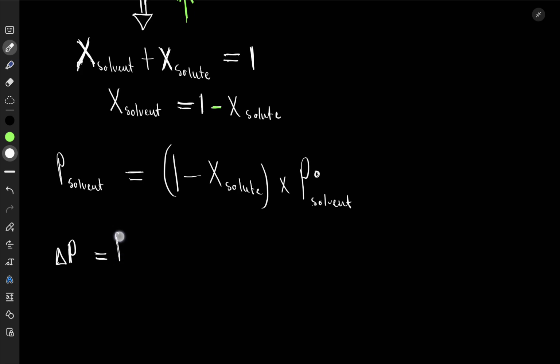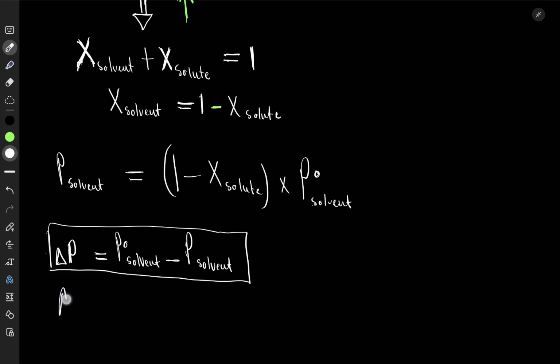So it will be the initial vapor pressure of our liquid. This 0 means original, initial, right? Minus the final of our liquid. And this is also equal to, from our derivation, the vapor pressure lowering, which is equal to the molar fraction of the solute times the initial pressure of the solvent.